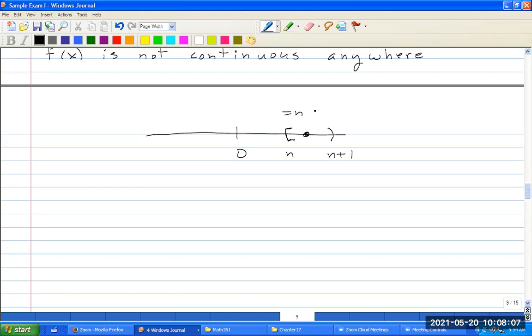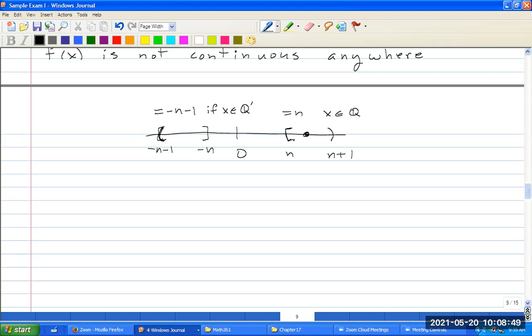So it'll equal n for x being rational. But if I take an irrational number, then the irrational number will be between negative n minus 1 and negative n. And so its floor will equal negative n minus 1 if x is irrational.